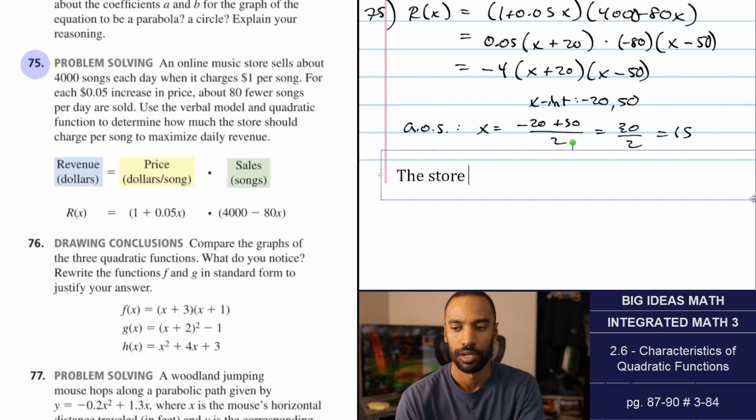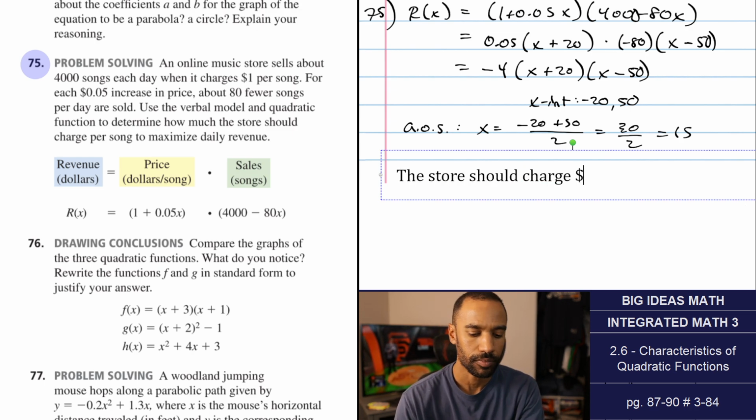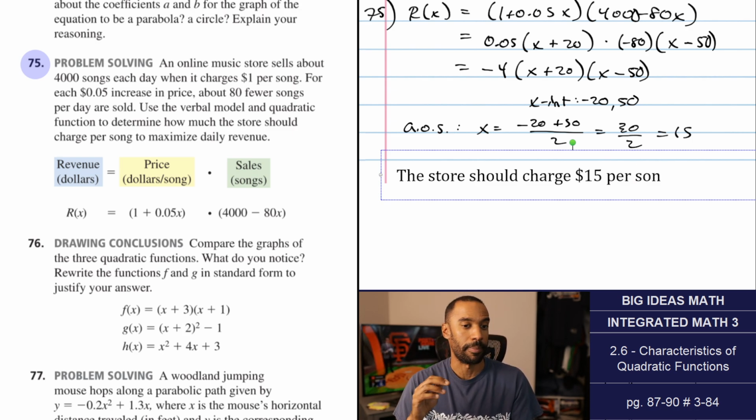The store should charge $15 per song? That doesn't make any sense. Or, well, maybe it does.